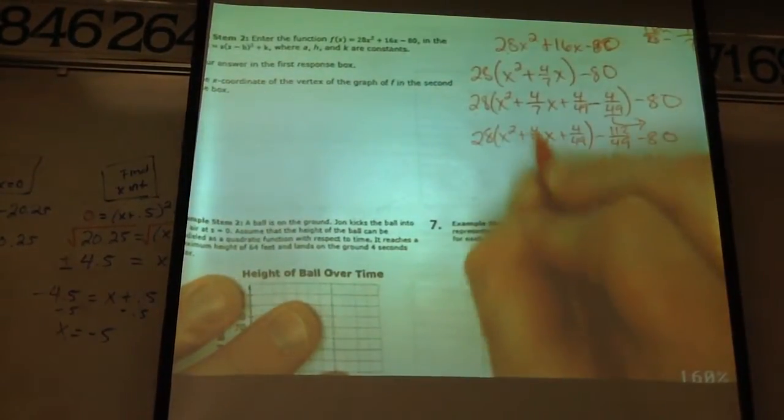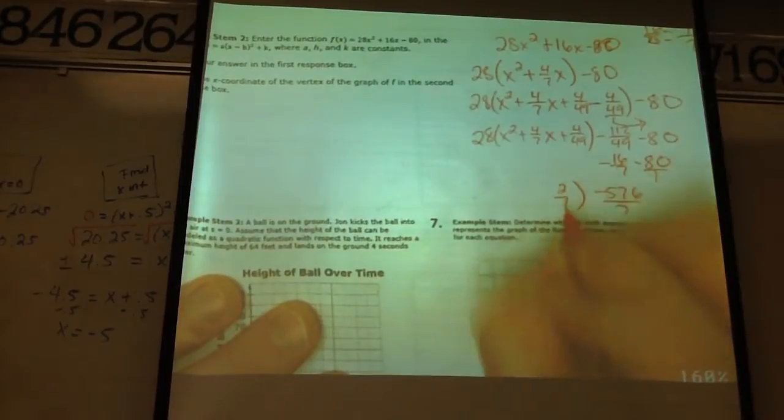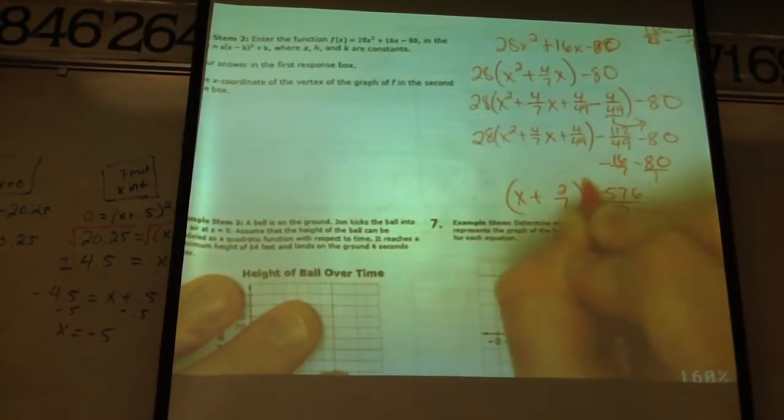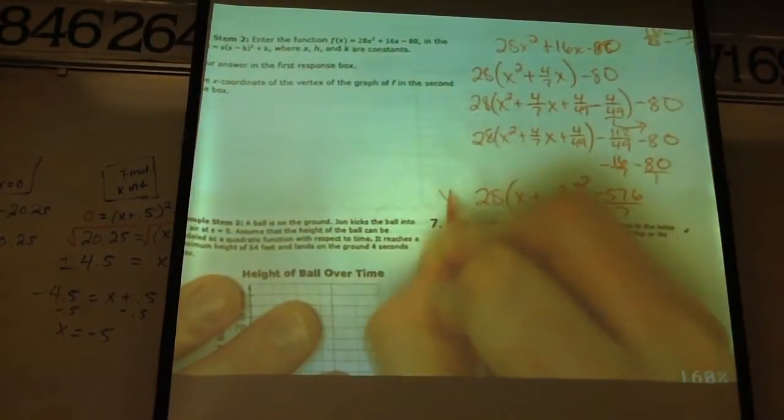Wow. Half of 4 sevenths, they should put 2 on the sevenths. Wow. And then you got a 28. I'm not sure if that was a roast or something.